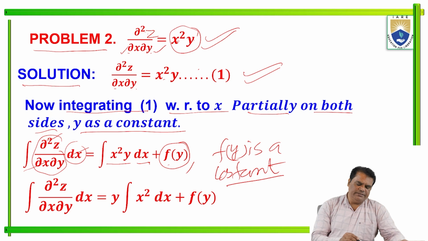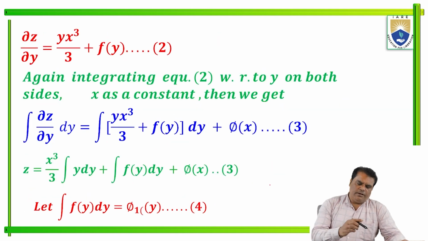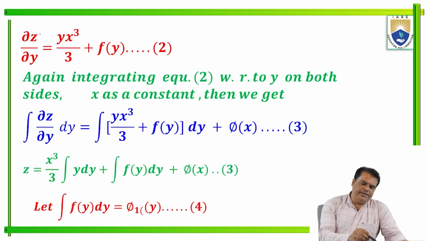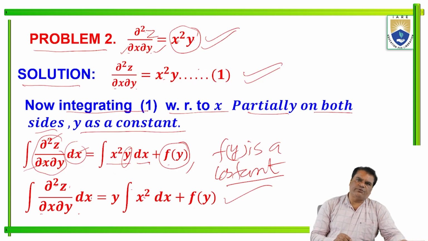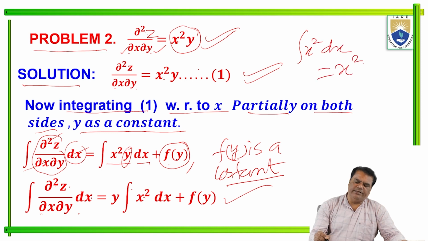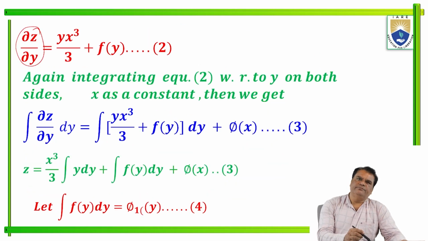So integration of ∂²z/∂x∂y dx equals y. y is constant here, so y is taken out. Integration of x² dx plus f(y). Now one order is cancelled here. So we get only ∂z/∂y equals y times the integration of x² dx, which equals x³/3. So we write here x³/3, y into x³/3, and plus f(y). This is equation 2.